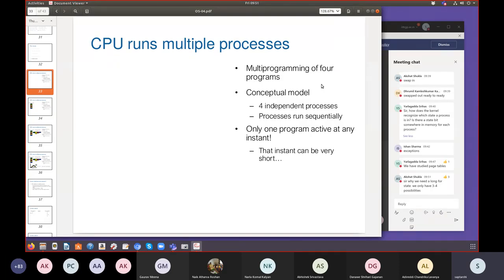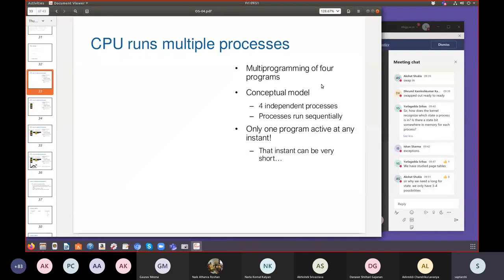And these processes are independent, as in they don't have a relationship to one another. Processes can have a relationship between one another. We will study that next week. But assume that for now these processes are independent. They do not have any relationship to each other. And the processes run sequentially.